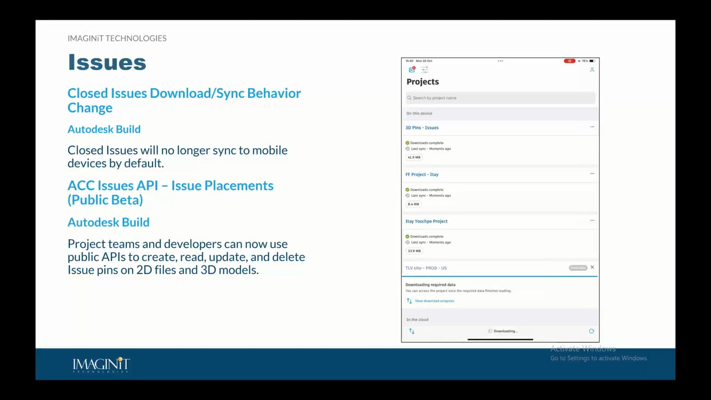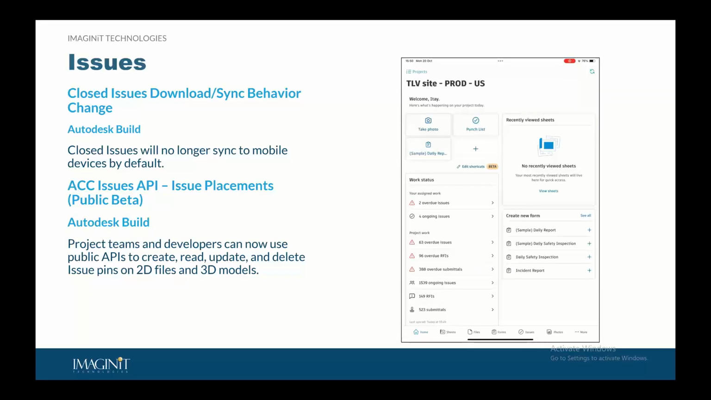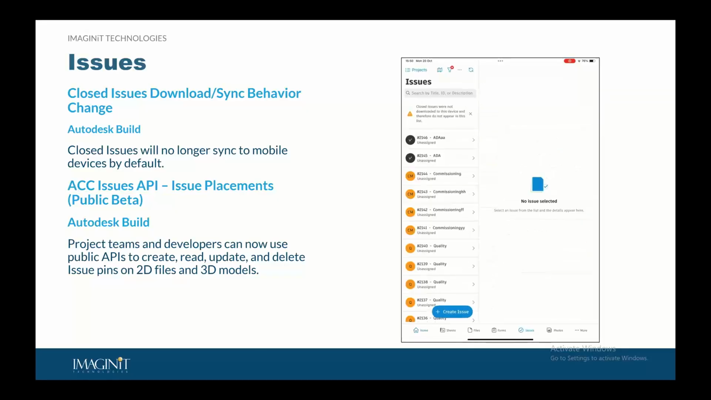The second release that we have is ACC Issues API issue placements. So this says public beta. Public beta just means that this is available to GA, or general audience, so you should see this in your mobile app now.